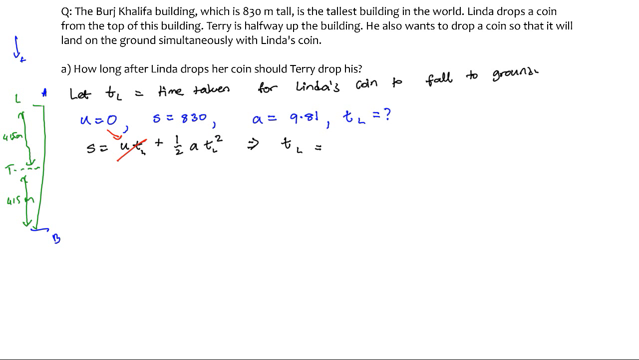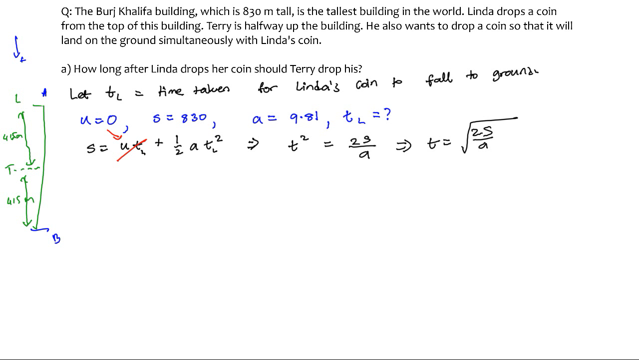So let's not skip that ahead. Let's again maybe write it once more. So S is equal to half a t squared, so t squared will be equal to 2s divided by a. And so that means t will be equal to the square root of 2s divided by a.